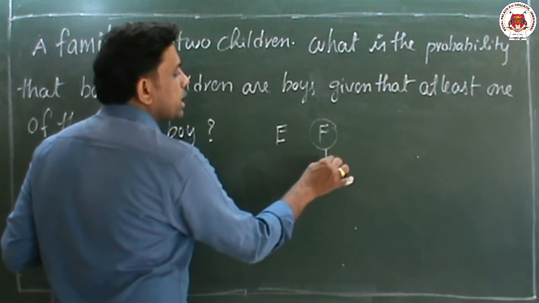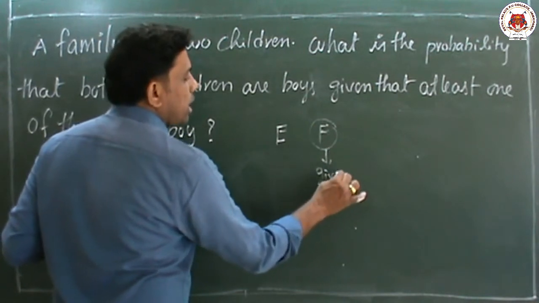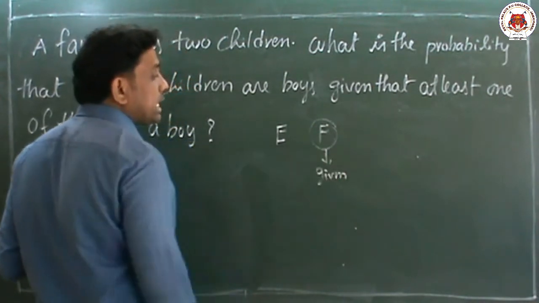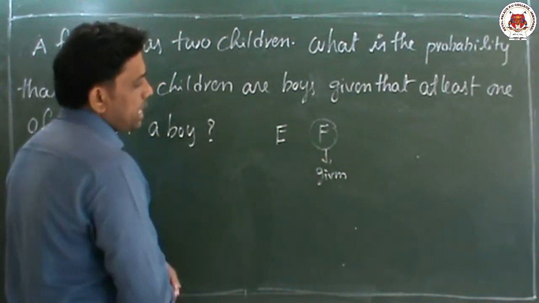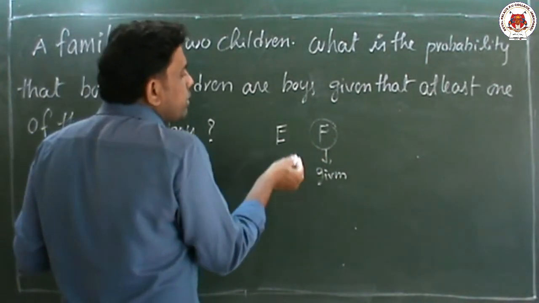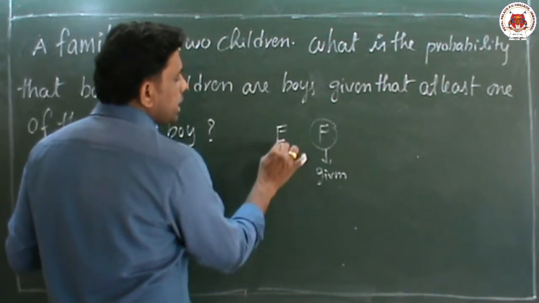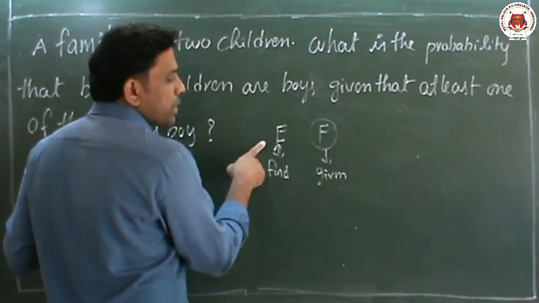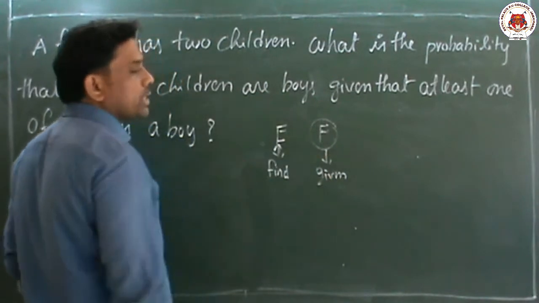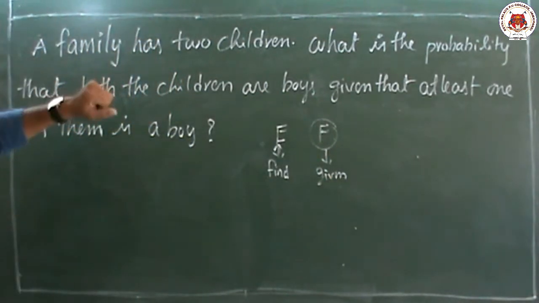F means given: whatever event is given is called F. And which event do we have to find? This is what we have to find. The event to find is always E. The already given event is always F. Means, my dear children, look here.